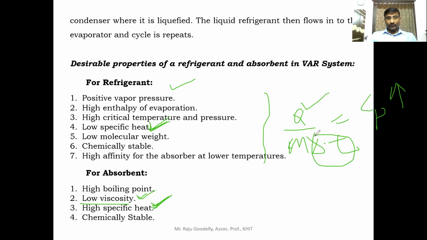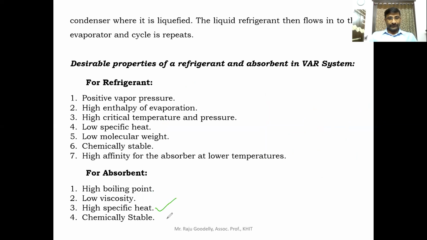Temperature rise is very low. Temperature rise low ga untene specific heat high ga untundi. But refrigerant ki temperature difference anedi temperature rise anedi ekkuva ga undali. Temperature rise ekkuva ga unte tondaraga evaporate avutundi adi. Okay, so that's why specific heat is low for this, specific heat is high for this. And chemically stable, which should not react with the refrigerant and lubricating oil chemically. Clear? These are the properties of refrigerant and absorbent which are used in VAR system.